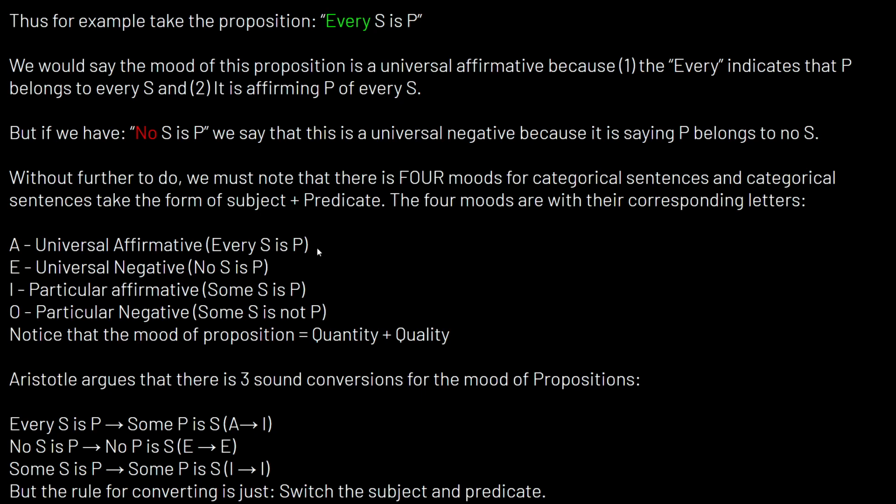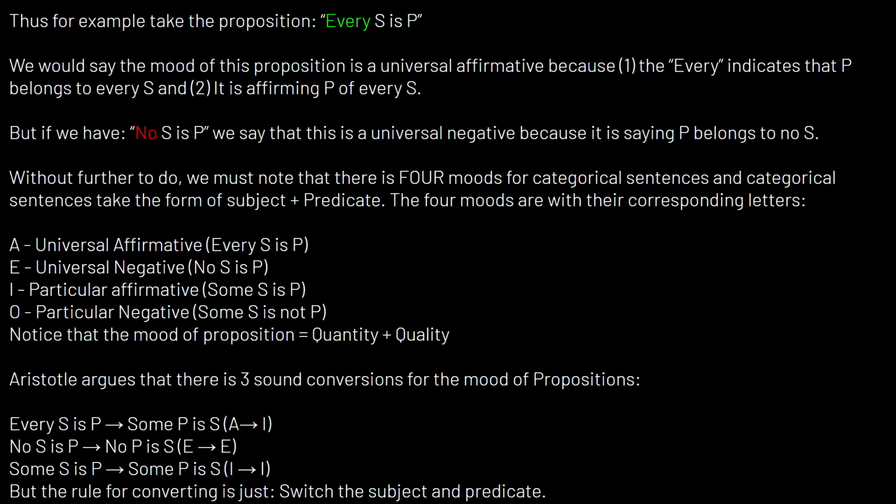And Aristotle argues that there are 3 sound conversions for the moods of propositions. So the mood A, or the universal affirmative, converts to the particular affirmative. That is, if I say every S is P, I can logically convert that to some P is S. Why? Because I cannot go from every S is P to every P is S. If I say every dog is an animal, I cannot say that every animal is a dog, right? I can only say that therefore some animals are dogs. So that is why A converts to I, that is, the universal converts to the particular.